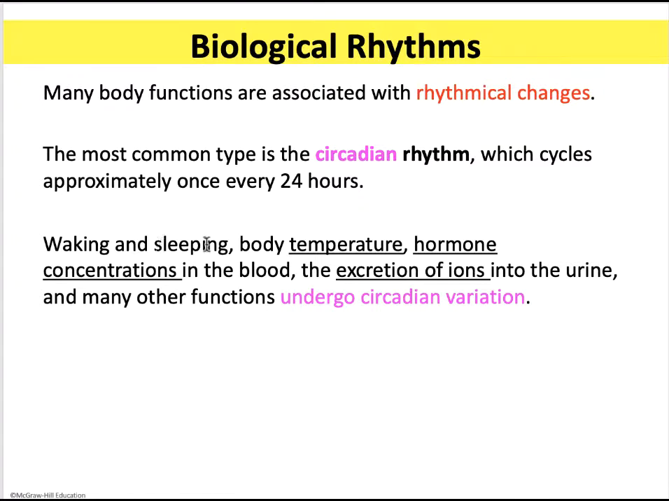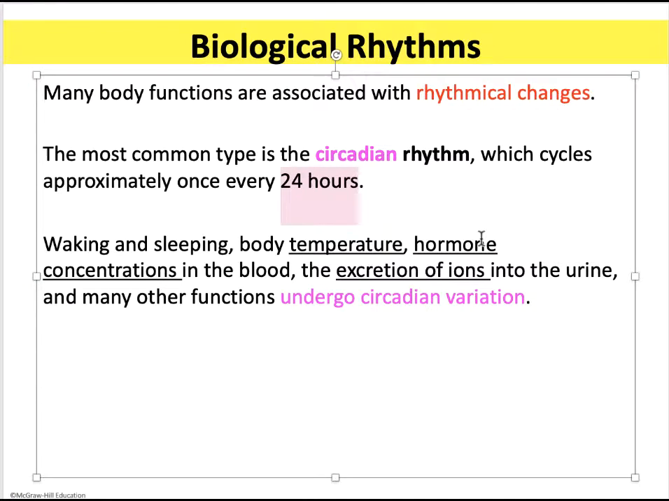So waking and sleeping, body temperature, hormone concentrations in the blood, the exchange of ions in the urine are all examples of circadian variation, rhythmic variation. Not all of them run on 24-hour clocks. Some of them may run on 3-hour clocks, but they are still rhythms that the body uses to entrain itself.